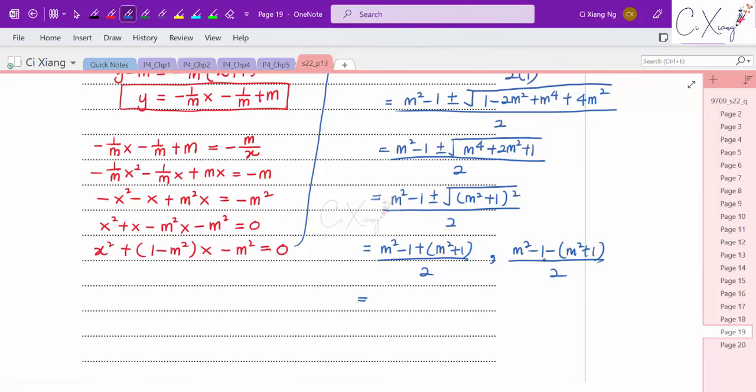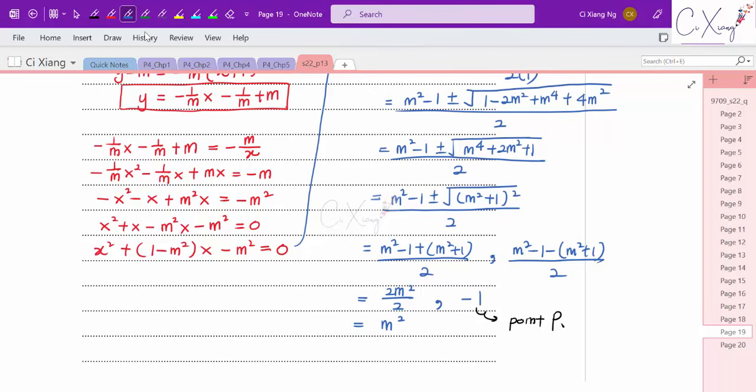So to simplify these two answers, basically we will have 2m squared divided by 2. And after that, we have this part, which is negative 1. And when you see the negative 1, this is actually point P, right? And we are interested to look for point Q. Okay, so I will have m squared, which is the x-coordinate for point Q.